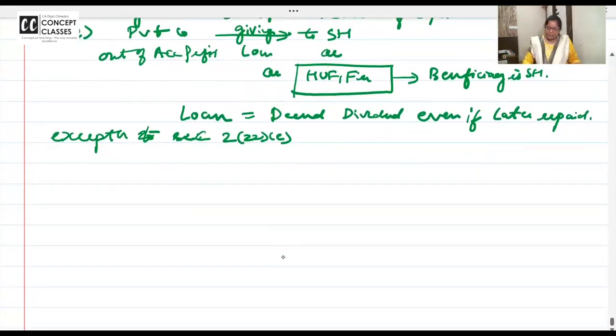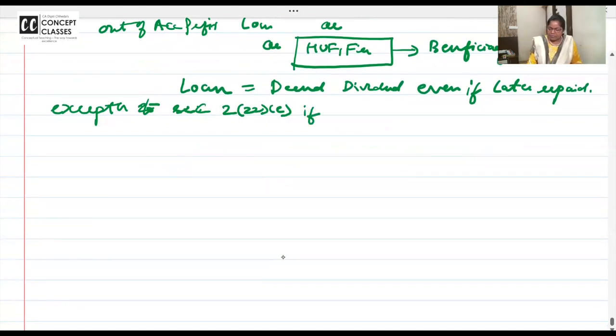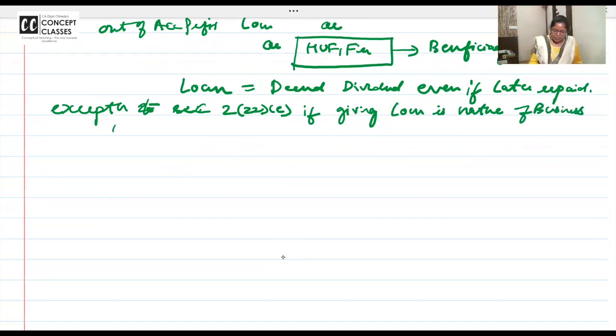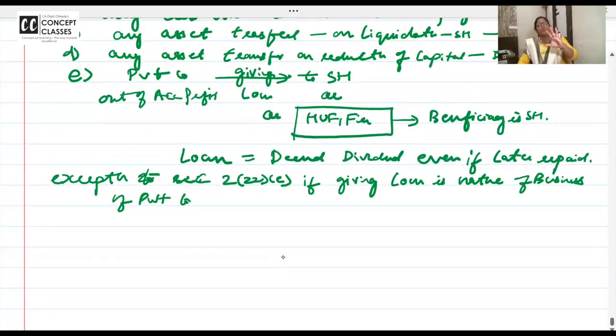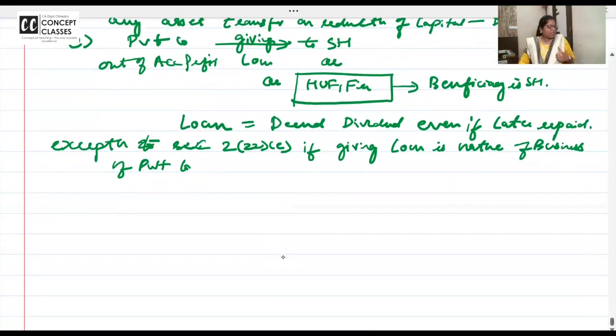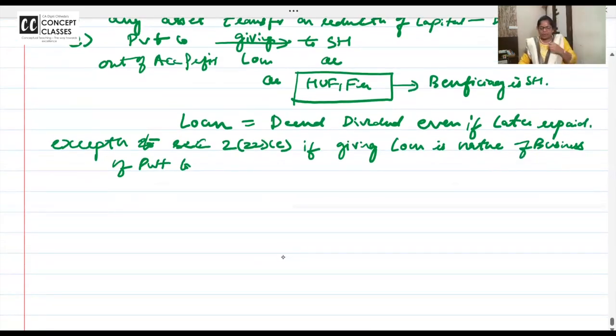It will not be treated as deemed dividend if giving loan is in the nature of business of the private company. That private company's business is only financial business. Many companies give loans and all, and in routine, they have given loan to the shareholder, no problem. But otherwise, out of accumulated profits, if they give loan, it's going to be taxable as income from other sources, deemed dividend. Okay?